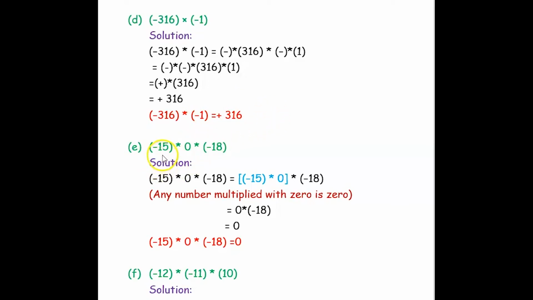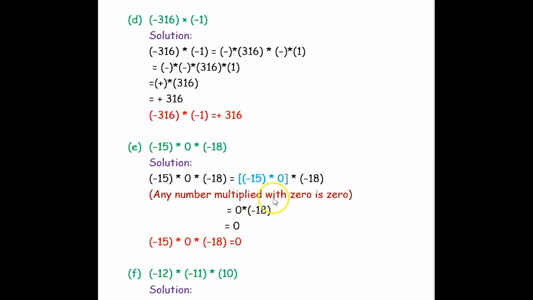Next question is negative 15 into 0 into negative 18. So, now we can associate the numbers using the associative property. So, I am associating like this: negative 15 into 0 in the parenthesis and then multiply negative 18. So, we know that any number multiplied with 0 will be 0. So, negative 15 into 0 is 0, multiplied with negative 18. So, again 0 into negative 18, we are multiplying any number with 0, our answer will be 0. So, our answer is 0.